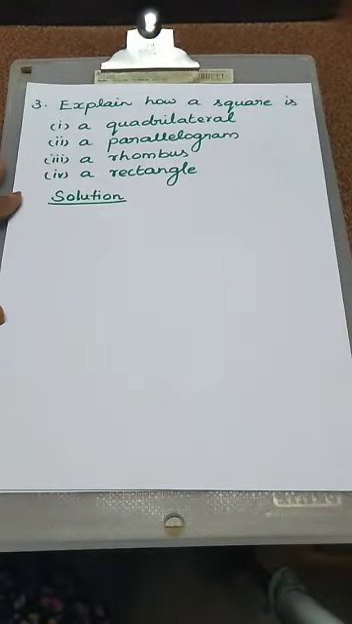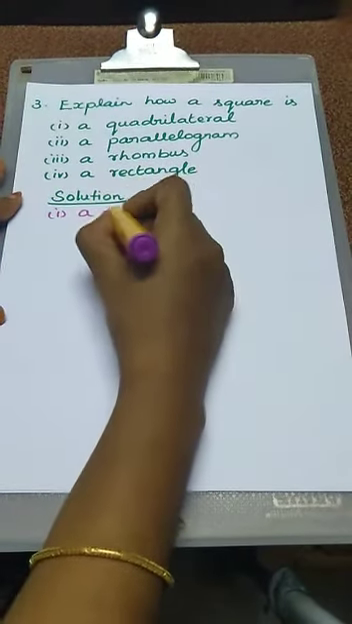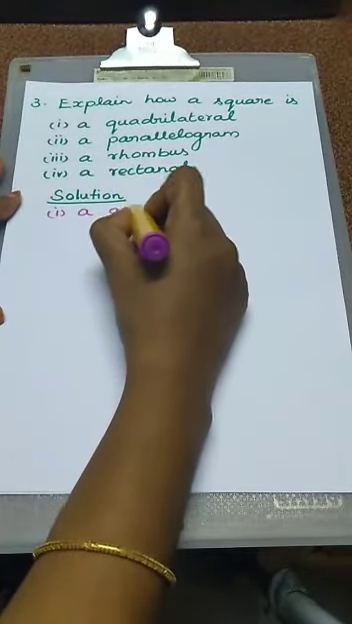Next problem, explain how a square is a quadrilateral, parallelogram, rhombus and a rectangle. Okay, first I am going to explain how a square is a quadrilateral. We know already one condition, a square is four-sided, so it is a quadrilateral. So what is the answer for the first one? Actually, what is the question? How is a square a quadrilateral?